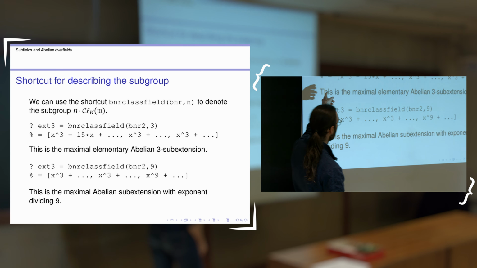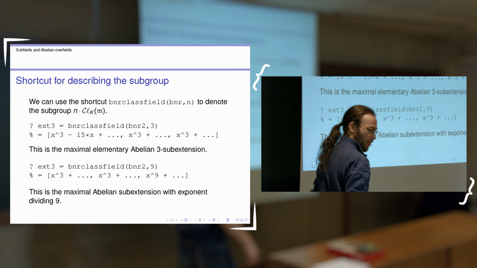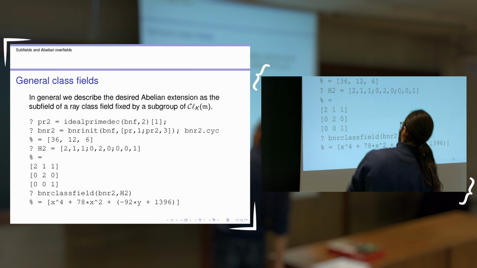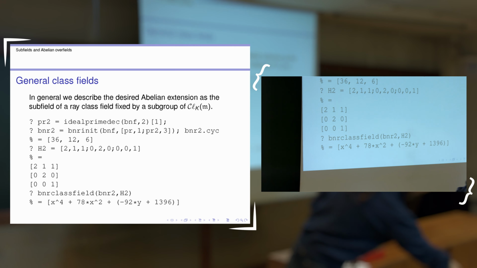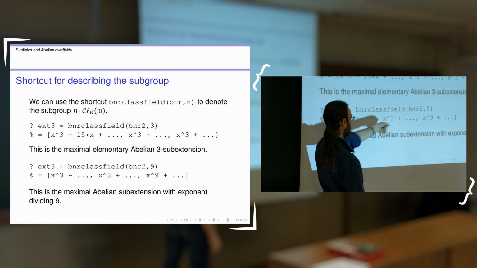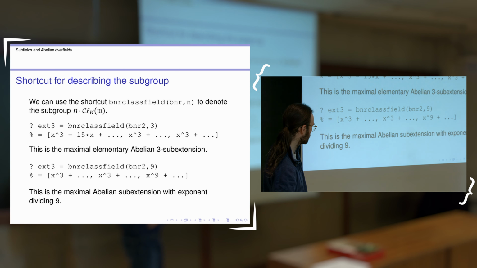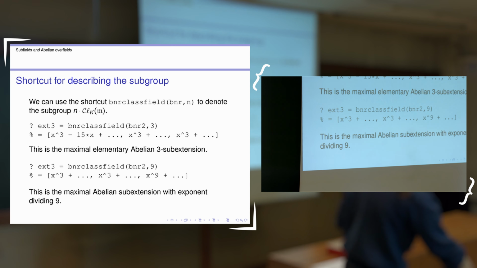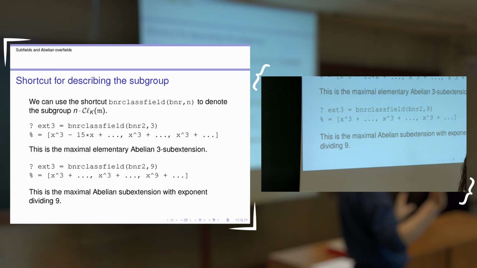So here, the class structure was 36, 12, 6, so we get a 333 extension, and if you put a 9, you get a 339 extension. Okay, all clear to here?